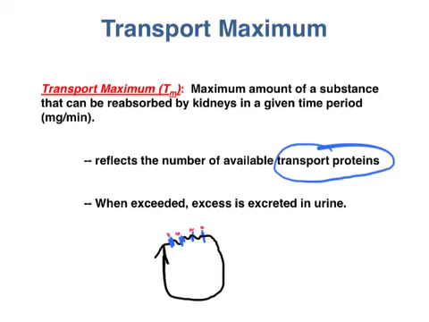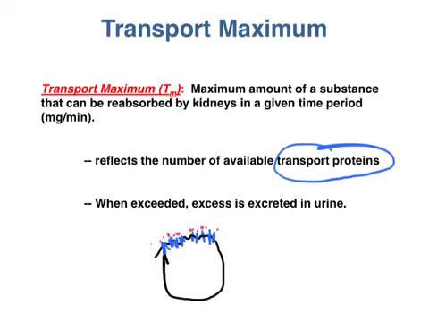This idea of a transport maximum and needing transport proteins for reabsorption is also key for understanding how hormones can alter reabsorption. So you may reach the transport maximum and have lots of a substance staying in the urine, but if you add a hormone that increases the availability of transport proteins, so you have a lot more transport proteins in that luminal surface, well, now you can get more of that substance being reabsorbed and less excreted in the urine.